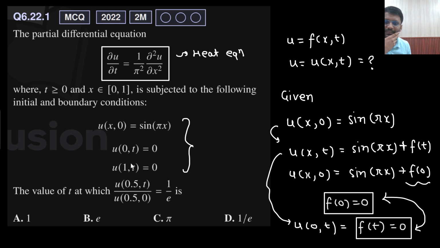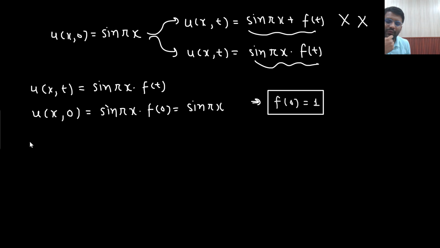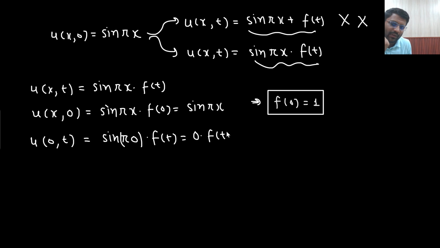Next, they have said that in place of x you put 0, and in place of t you put t only. So sin pi into 0. What will be sin pi into 0? That will be sin 0 only. And in place of t you put t only. So what are you getting? Sin 0 is 0. So 0 into f of t will be equal to 0 only.